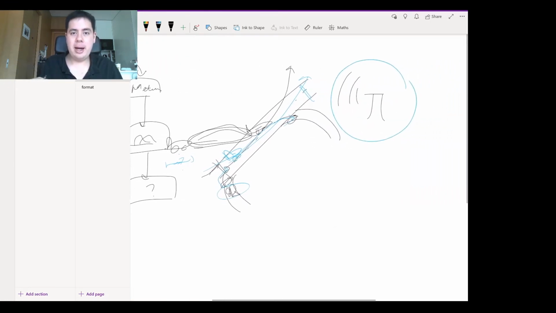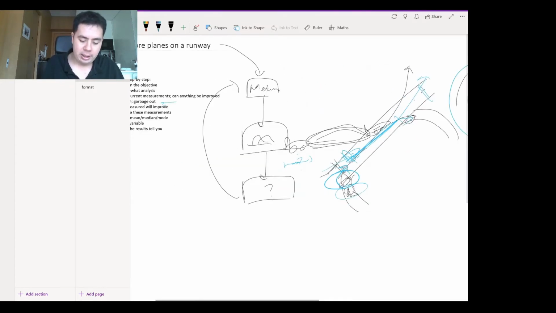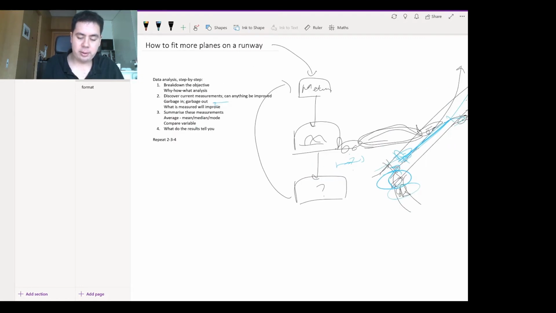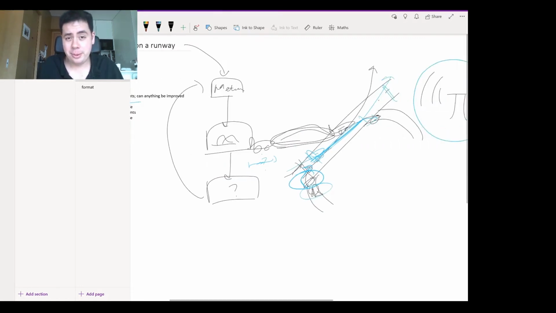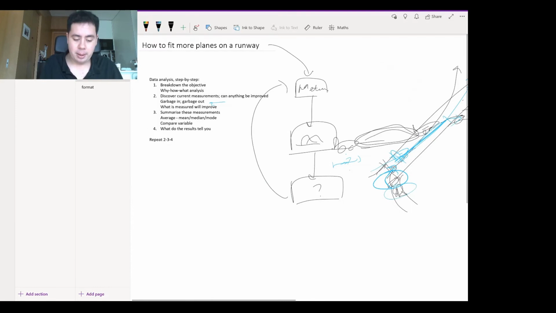So when we set up our analysis to measure based on this position and time from the radar, we're setting up two metrics in this case: the time the pilot takes to line up his plane onto the runway, and the time a plane, whether landing or arriving, spends on the runway. So, identifying if anything can be improved, our radar in this case is fine, so nothing can be improved. Garbage in, garbage out, spoke about that.